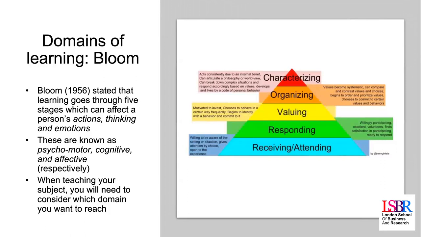And this is one of Bloom's domains here on the right, the triangle. So you can have a quick read over that. So we've got receiving, responding, valuing, organizing, and characterizing.